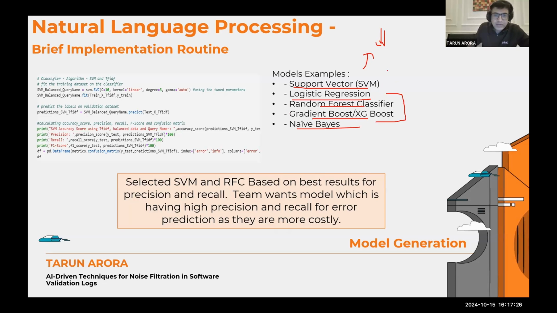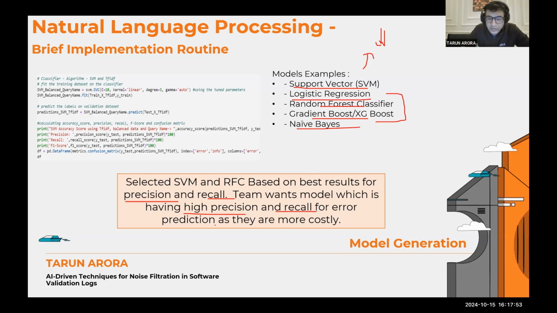But essentially, what you're doing is feeding your data into this model, and eventually you analyze the results on various metrics like precision, recall, and F1 score, and you try to understand what is the best model to fit, right? So here, what we did is we tried to find a model having high precision and recall for the error prediction, right?